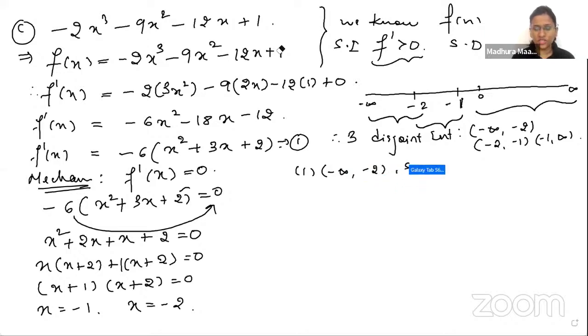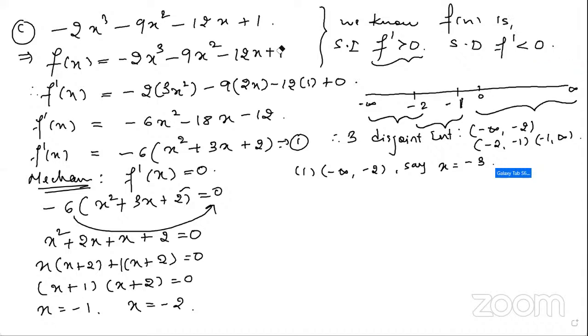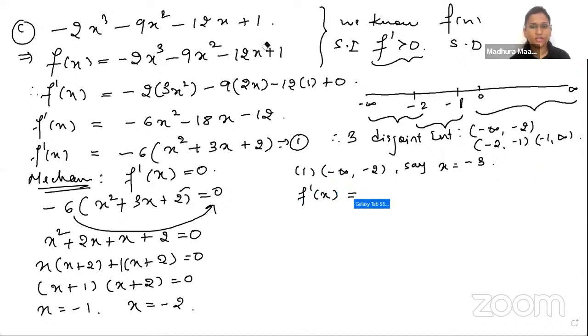Okay, so let us take the first one, minus infinity to minus 2. From this, whichever value you want, you can take. Tell me which value I shall take from minus infinity to minus 2. Shall I take minus 3? Yes, ma'am. Okay, so now let us substitute this in f dash. Where is your f dash? This, the minus 6 equation 1, correct? Yes, ma'am. Minus 6 as it is. A little bit of calculation I will do directly here.